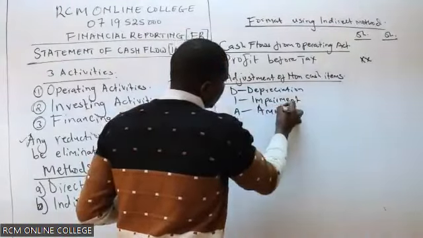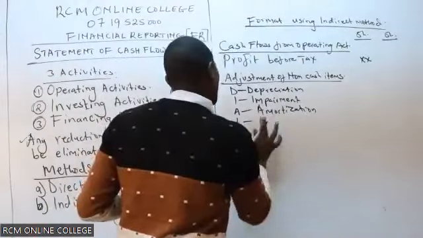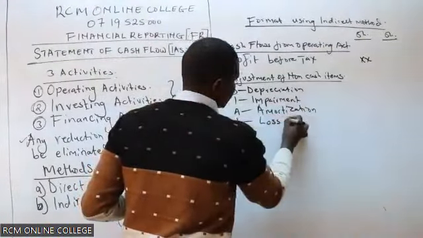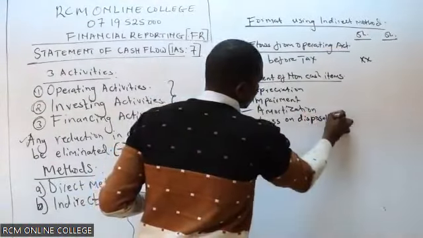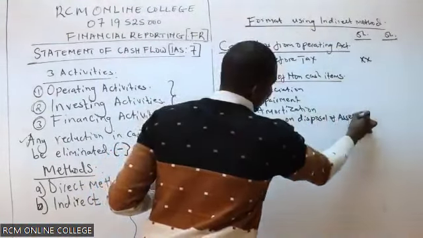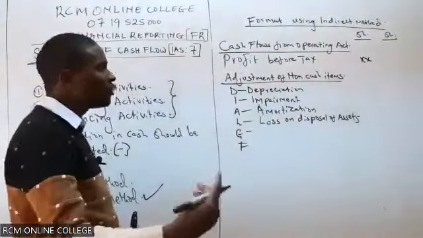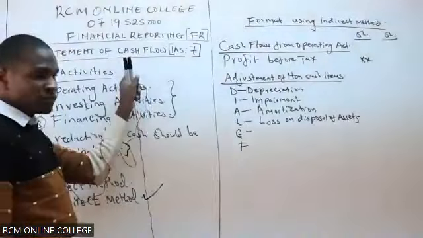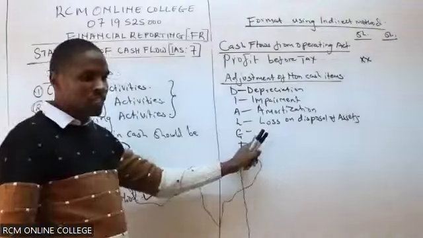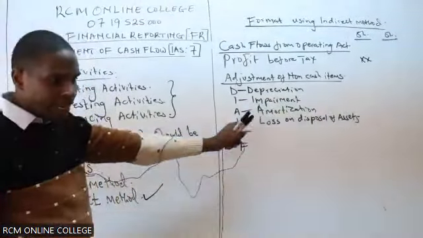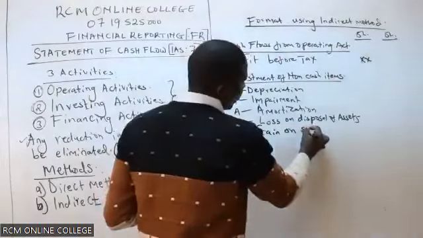Amortization. We have loss on disposal of assets. Next one. Who can give me this? G stands for gain, gain on sale of assets. Remember, we are looking at a cash flow statement, right? For those who are still joining, we are looking at the cash flow statement.